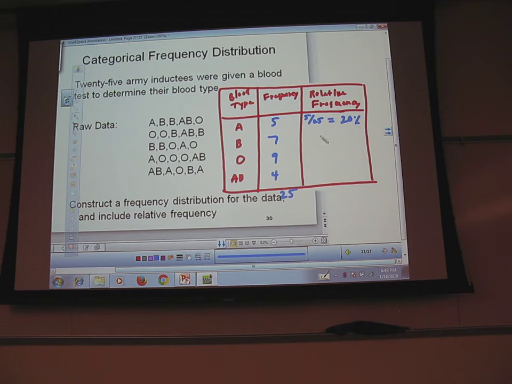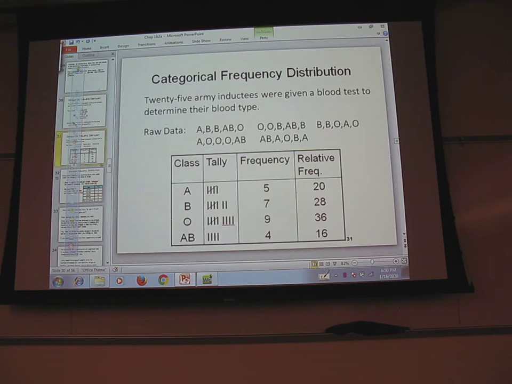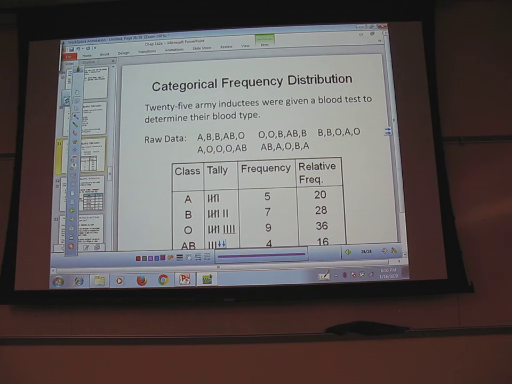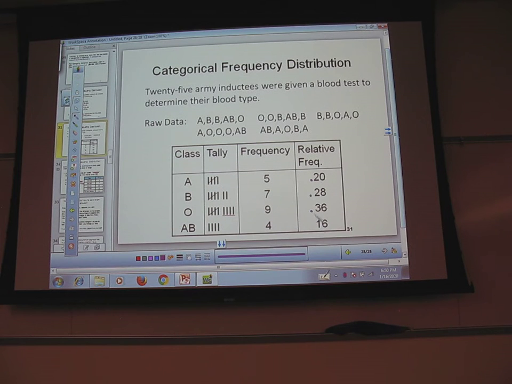This one would be 7 out of that, so that would be 28%, 36%, and 16%. You can also do them as decimals. That's totally fine also. I don't care whether you do them as percentages or decimals, but typically people don't do them as fractions, so do them as one of those other two. Here they are as decimals: 0.2, 0.28, 0.36, and 0.16, sorry. That would work also.